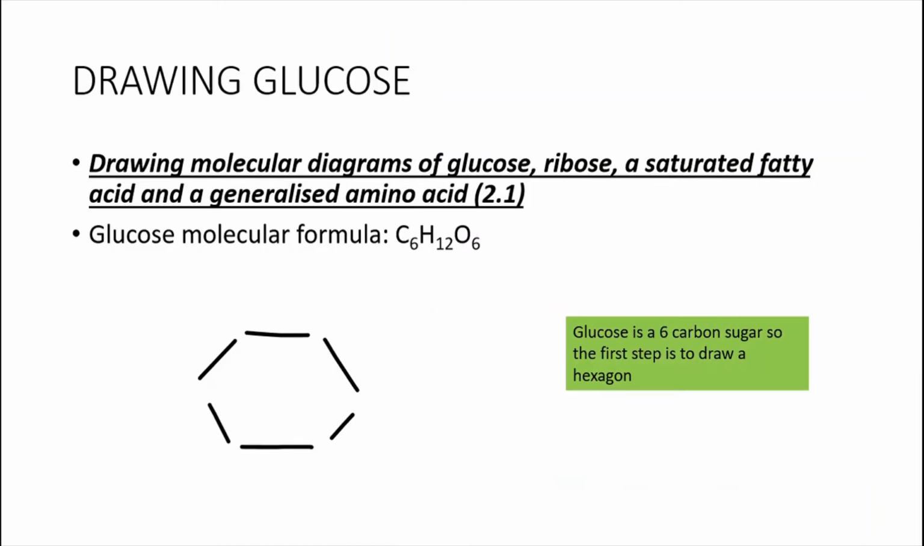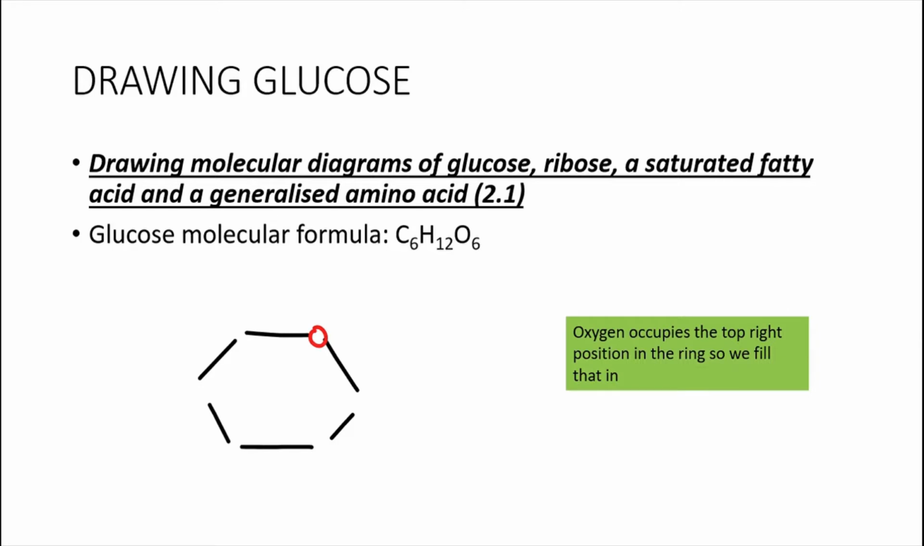So, glucose is a 6-carbon sugar. We get this because in the molecular formula it says C6. So there are 6 carbons involved in glucose, and therefore we draw a 6-sided shape, a hexagon. The next step is to put an oxygen in the top right position of the hexagon. That can be a nice landmark to start.